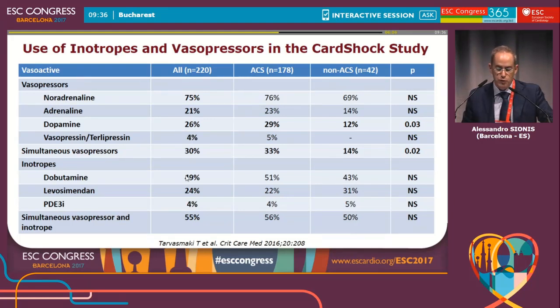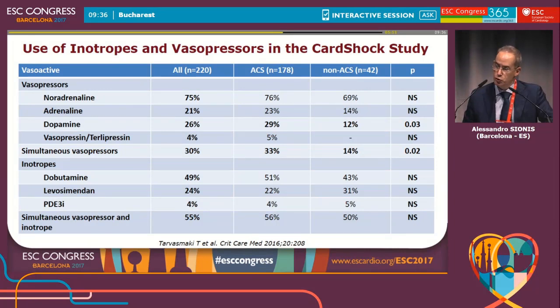Regarding inotropes, the most used one was dobutamine, followed by levosimendan, about 4% of use of milrinone and enoximone and similar, and there was simultaneous use of a vasopressor and an inotrope in 55% of patients.